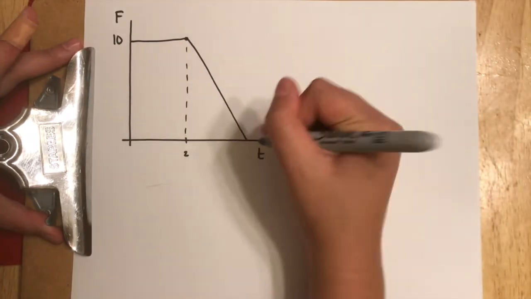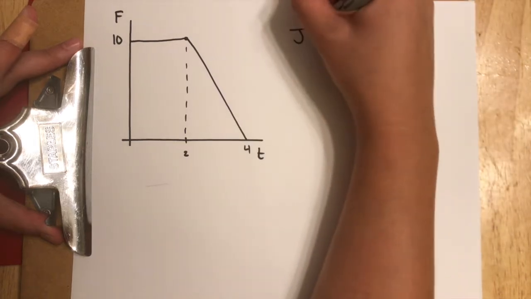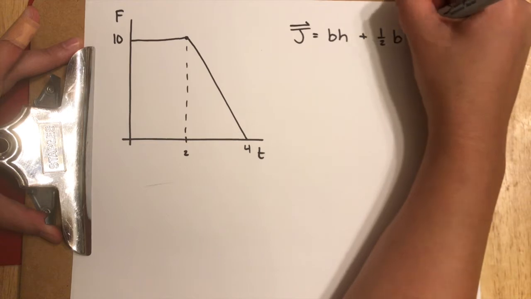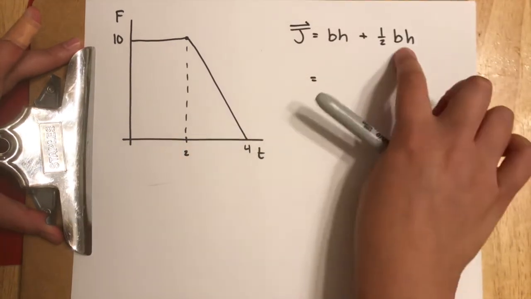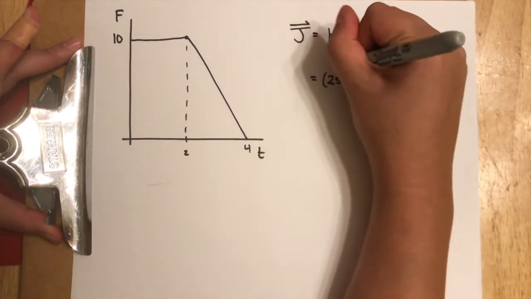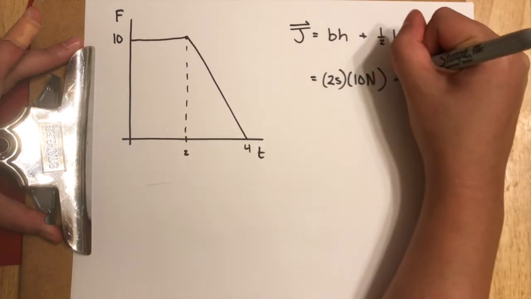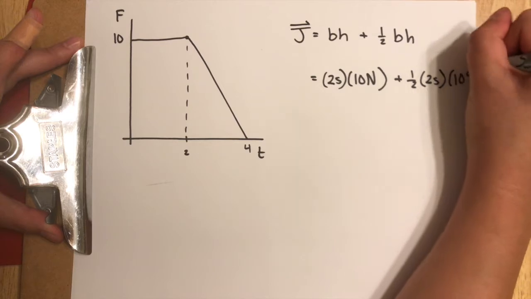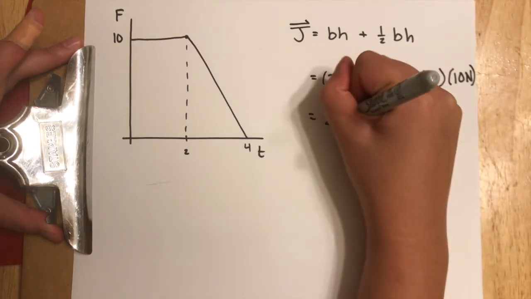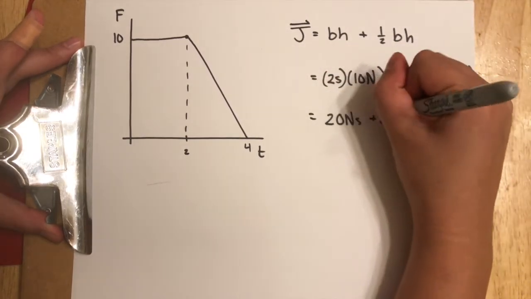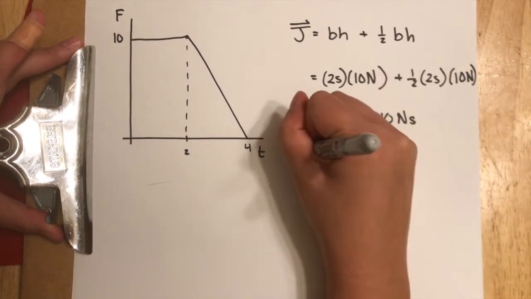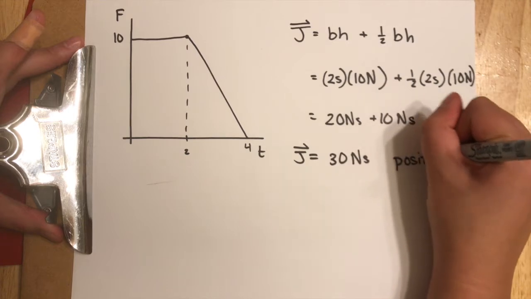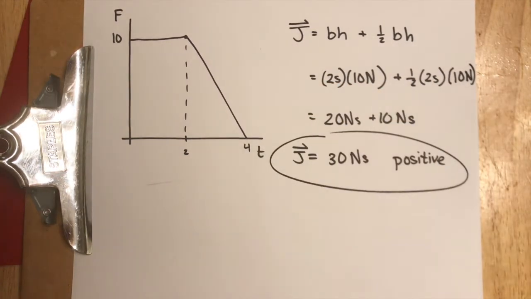So let's use this area under a curve method. Let's say I push an object with 10 newtons of force for 2 seconds and then gradually get weaker over the next 2 seconds. I have a rectangle and a triangle area. The rectangle has a base of 2 and a height of 10 newtons, whereas the triangle has a base of 2 and a height of 10 newtons. Mathing this out, I have 20 newton seconds of impulse from the rectangle plus 10 newton seconds of impulse from the triangle to make 30 newton seconds of impulse total.